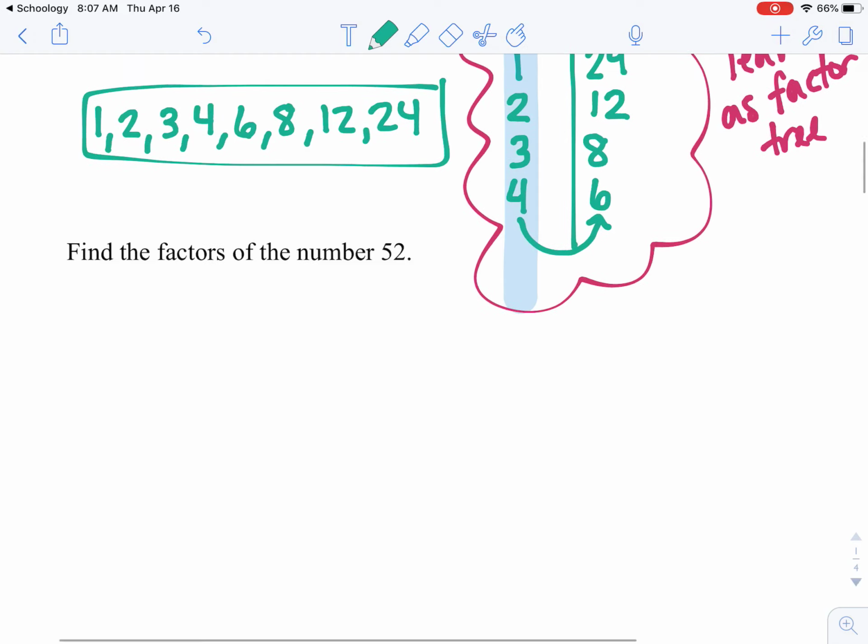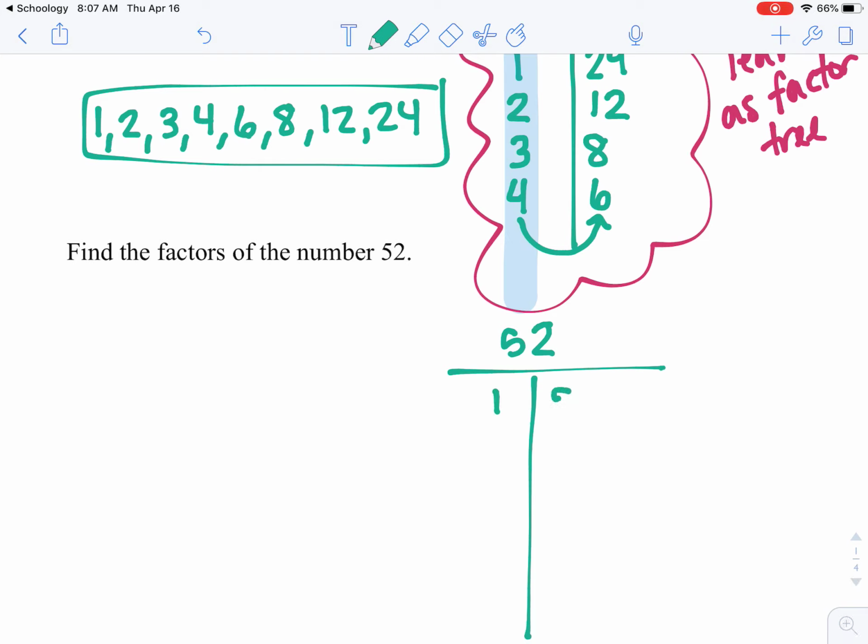All right, next example, the number 52. So we have 1 and 52, 2 and 26. And as you get some of these different numbers, you might need to use your calculator, which is fine. So let's try 3. 52 divided by 3 does not work. Let's try 4. 52 divided by 4, I get 4 and 13. We know 5 is not going to work. Let's try 6. Nope. Let's try 7. Nope. Let's try 8. I think we're done.